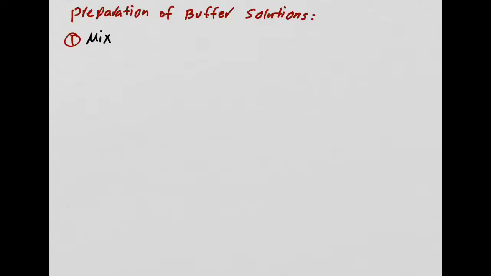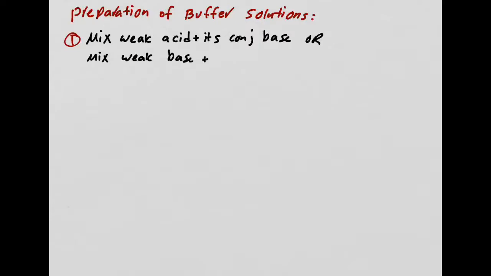You would mix a weak acid and its conjugate base. Or you would mix a weak base and its conjugate acid. So weak acid and its conjugate, or weak base and its conjugate. That's the easiest way to make it, right?